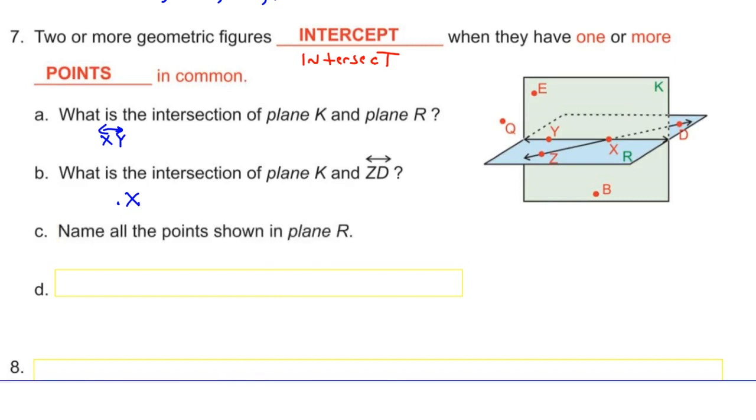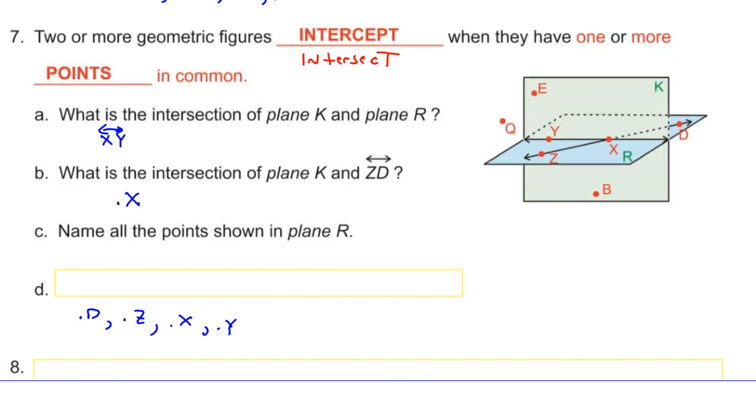C. Name all the points shown in plane R. Okay, well, they've got to be in the plane. I hope you obviously think point D. Would you agree point Z? Okay, what else? Well, don't leave out point X and don't leave out point Y. Okay, so point Z, point D, point X, point Y.